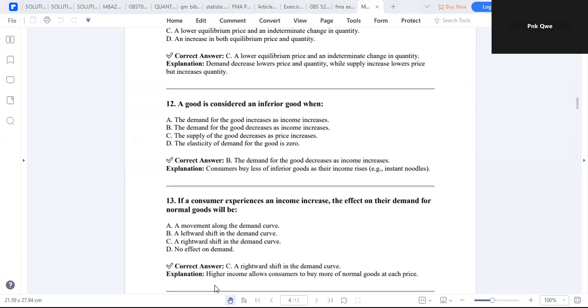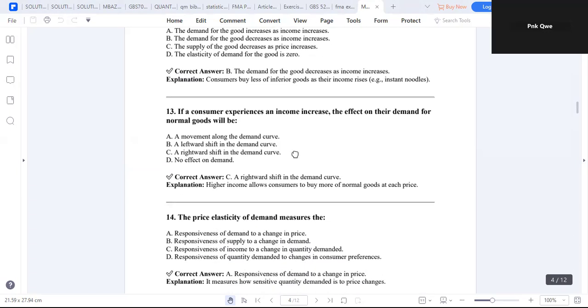All right, what we need to understand firstly is what inferior goods are. Inferior goods are items we buy less of as income increases, like instant noodles, public transport. On the other hand, as income increases, households may shift from instant noodles to fresh produce or restaurant meals. That principle is called the income effect. So a good is considered inferior when what? Demand falls as income increases. That is an inferior good, and that's why our answer here is B.